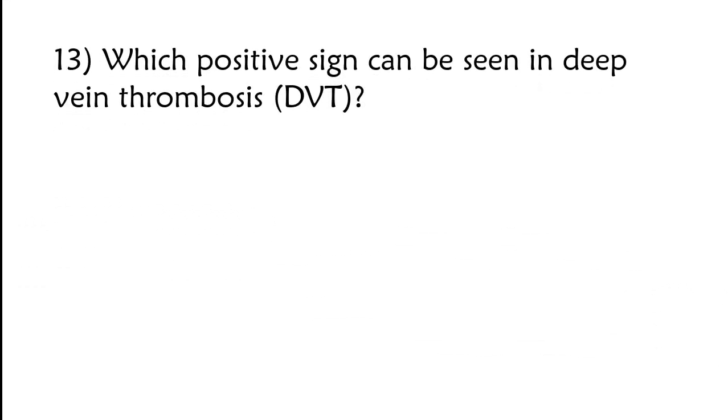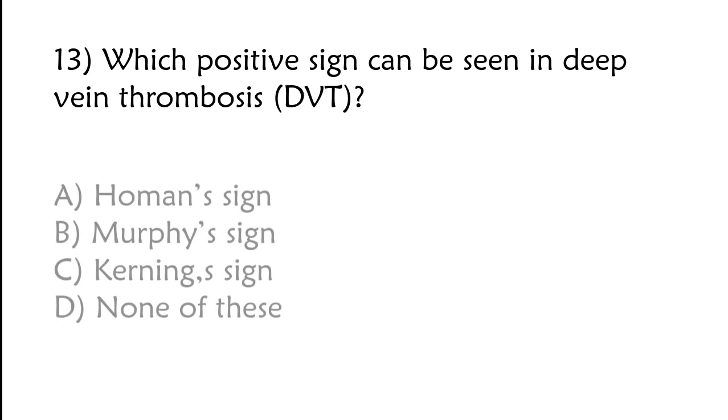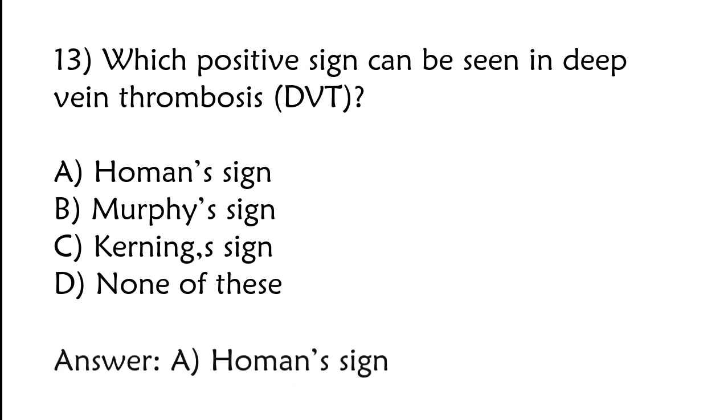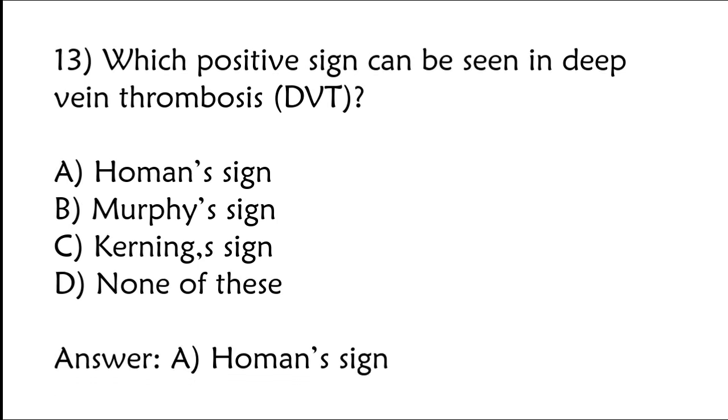Which positive sign can be seen in deep vein thrombosis? Homan sign, Murphy sign, Kernig sign, none of these. The correct answer is option A, Homan sign.